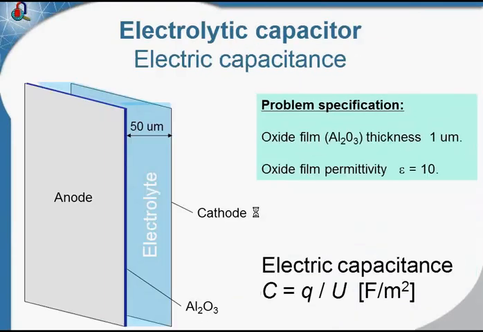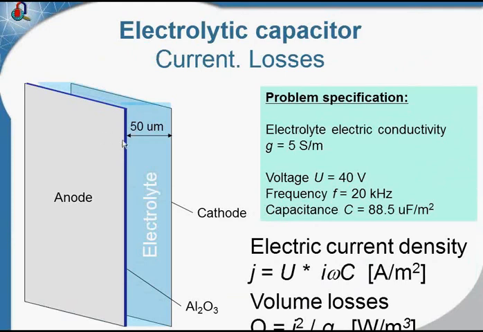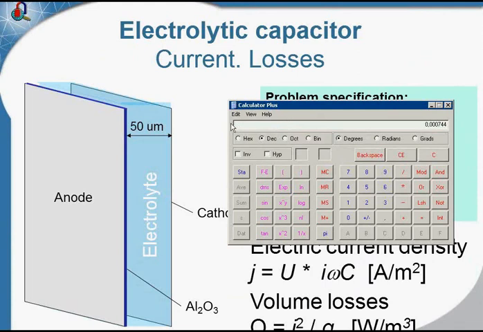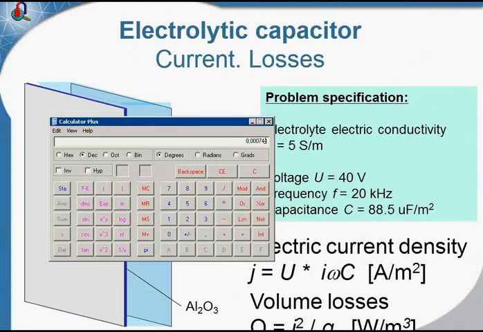And let's return to our original capacitor. In the original capacitor without perforation it was only 88 microfarads per square meter, and with perforation we have 744.